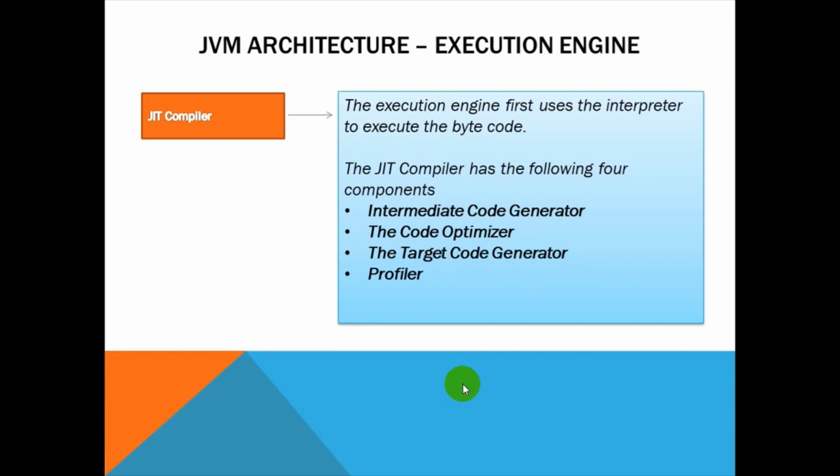The JIT compiler has the following four components. The intermediate code generator. It generates the intermediate code. The code optimizer. The code optimizer takes the intermediate code and optimizes it for better performance. The target code generator takes the optimized code and converts that to native machine code. Finally, there is a profiler, which finds the hotspots in the code. These hotspots are code pieces that are executed frequently and repeatedly.